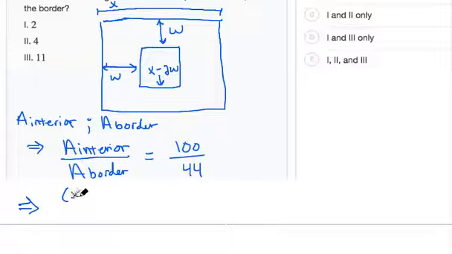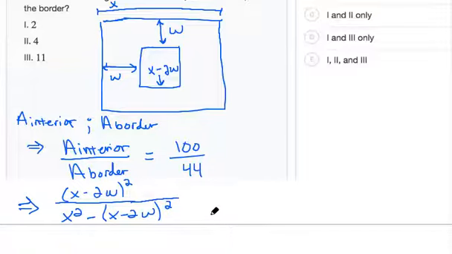So we have X minus 2W squared divided by the area of the border, which would be X squared, the area of the entire quilt, minus the area of the inside portion, which would leave us with the area of the border, so minus X minus 2W squared. Let's extend that so we don't forget it's all over that. And equals, we can simplify 100 over 44, leaving us with 25 over 11.